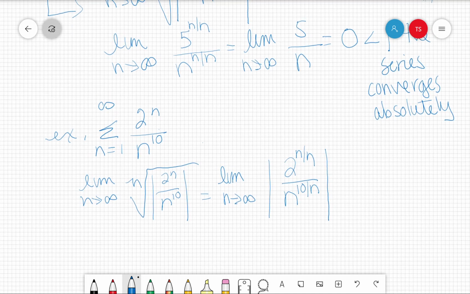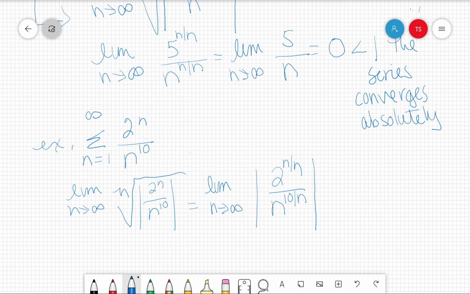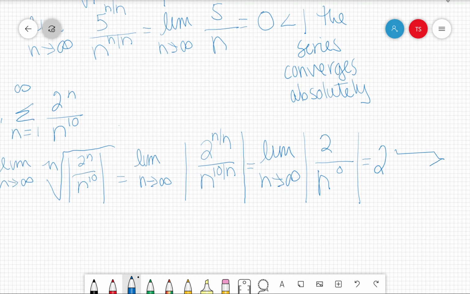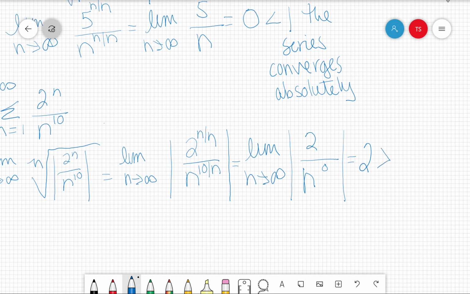And so when you're taking the limit as n goes to infinity, we'll have 2 over n^(10/n). The limit as n goes to infinity of 10 over n is going to be just n to the 0 power, which is equal to 1. So this limit will equal 2, which is greater than 1. So this series diverges.